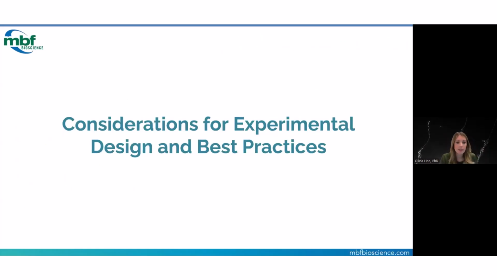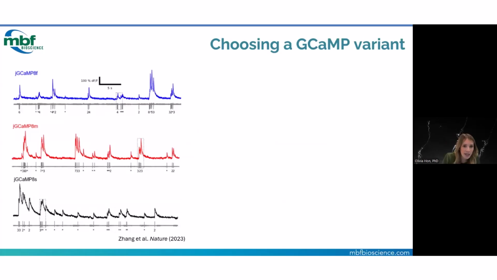Okay, considerations for experimental design and best practices. These are all of the random things that I wish I knew in grad school, and I wish I knew going into these things, so hopefully this will provide some helpful background. So the first question I get generally is okay, there's so many GCaMPs out there, how do I pick one? What I usually tell people is if you're starting new with a fresh experiment, go with the latest. Start with GCaMP8.